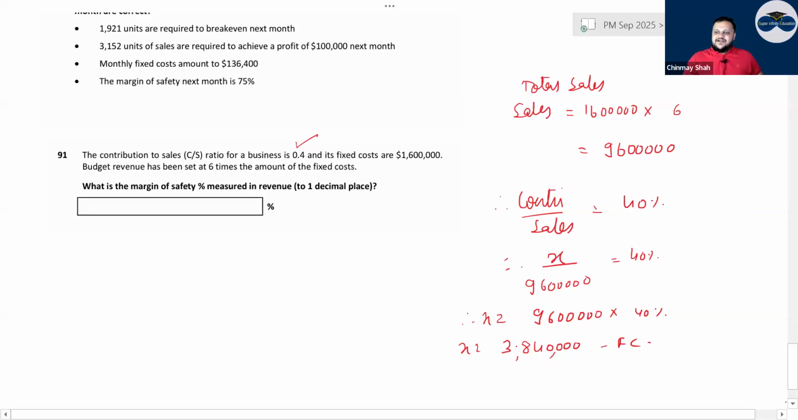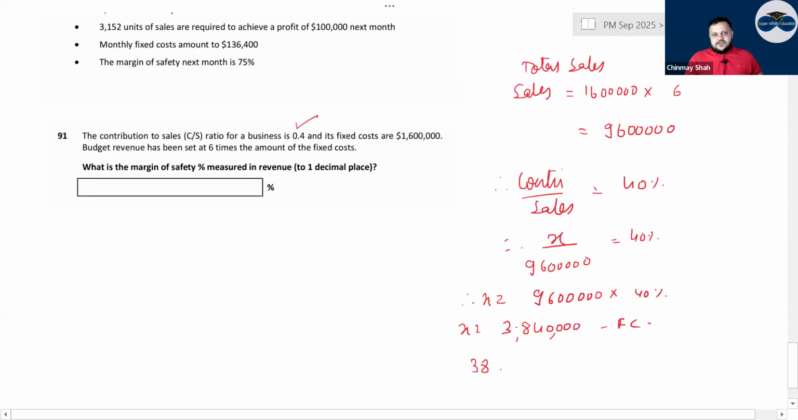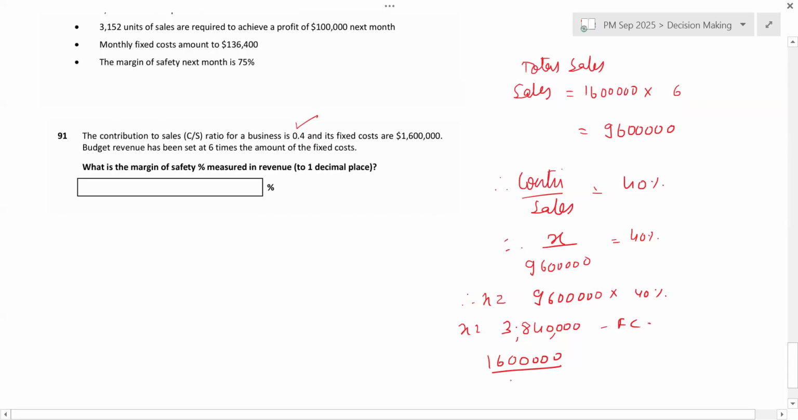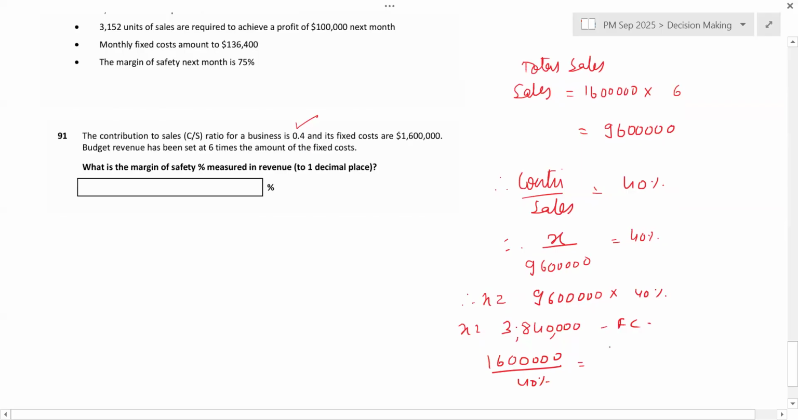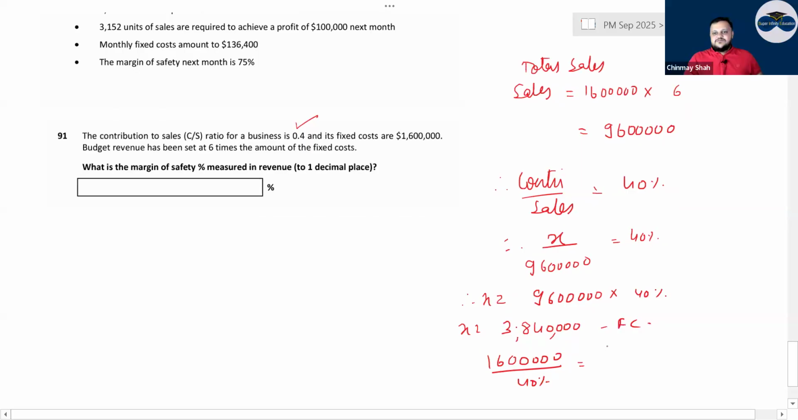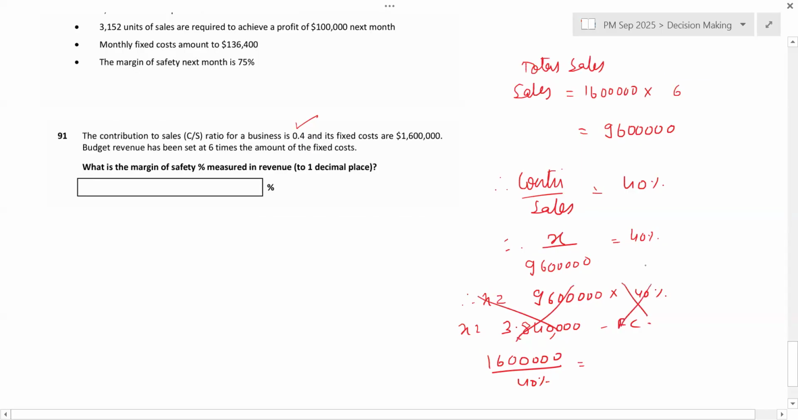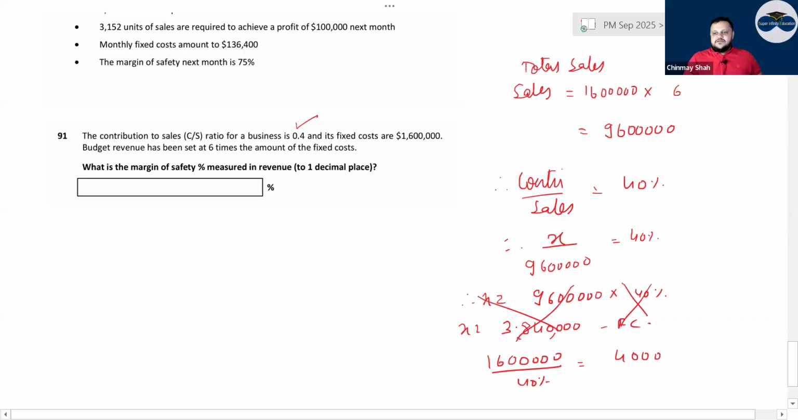Fixed cost is 1.6 million. So calculate: 1.6 million divided by what? Divided by the contribution ratio, 40%, and you get BEP sales. Correct. How much is BEP sales? See, you did not have to do that earlier. 4 million.